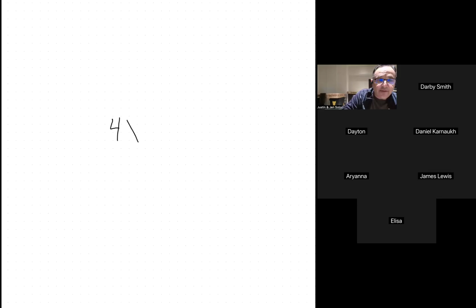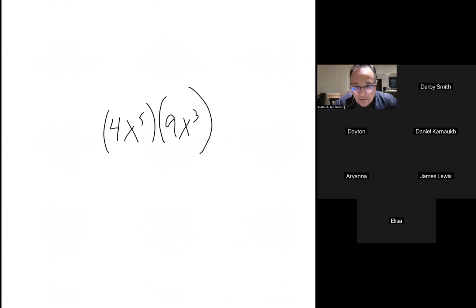4x the fifth times 9x the third. Okay, now here, this is different because we're multiplying. If the exponents are on the same plane, we add them. We have to multiply the two coefficients together, then add the two exponents of the variables together.